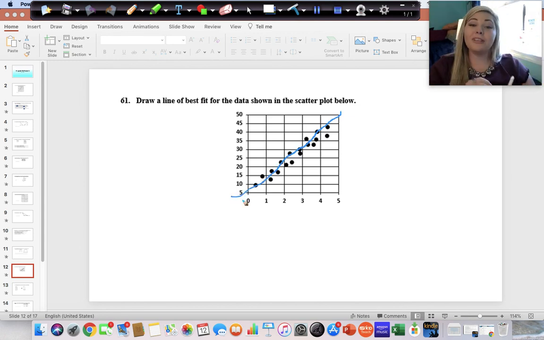Okay, you want your line to be very straight. My line is very curvy because it is hard to draw on here. But use a ruler, make your line as straight as possible to find the line of best fit. But it should be in the middle of all those dots that are going up.